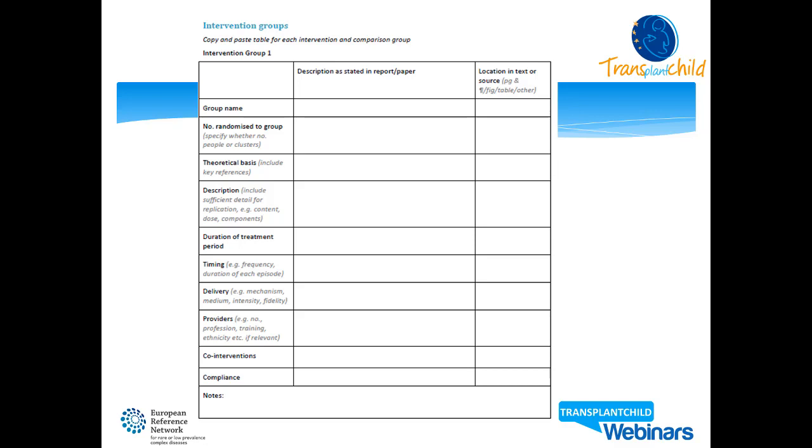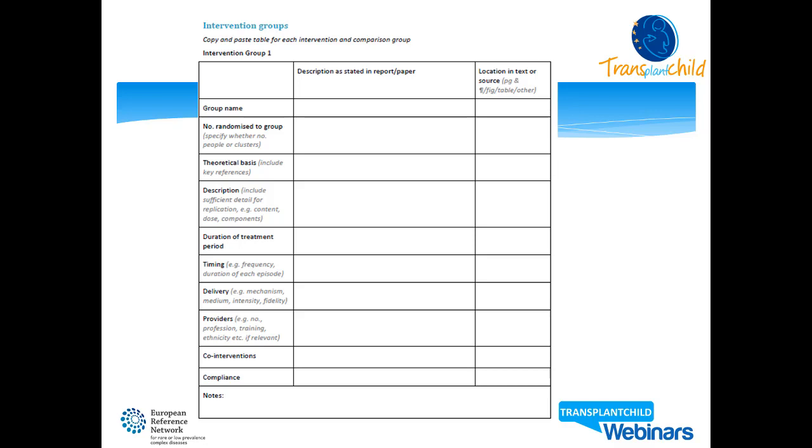Then the group name used by the author in the paper, number of people randomized, the theoretical basis of doing this grouping. This is something we are not going to face here probably, but in case you find it and want to fill it. The description, just say how the intervention is decided. If we can include here dosages and information about how many drugs they are receiving, and if there is change or tapering in doses along the post-transplant, post-surgical time, it should be nice to write here.